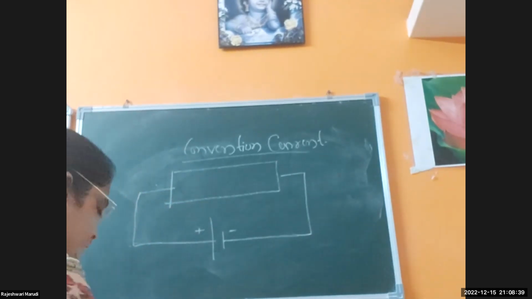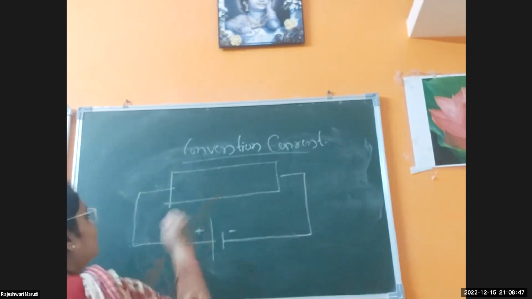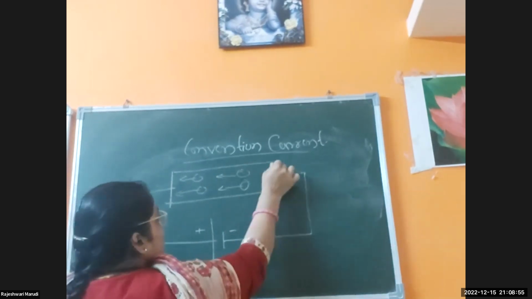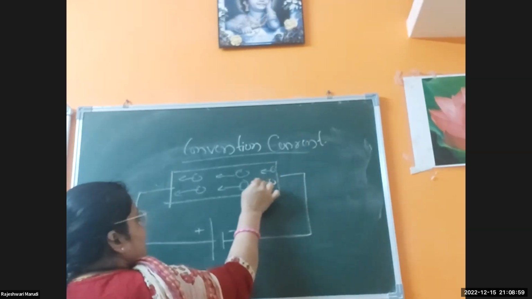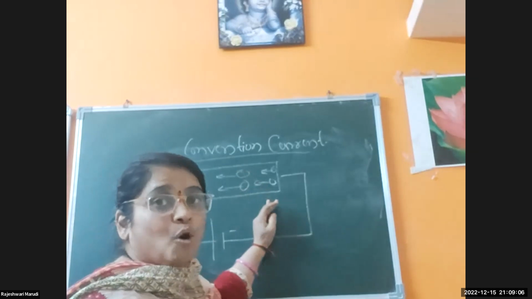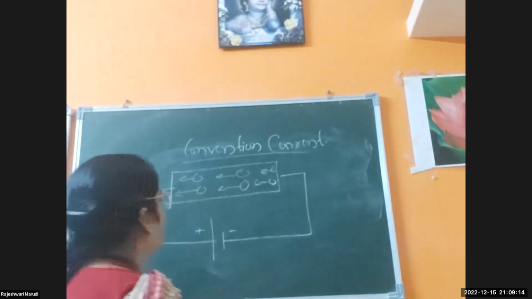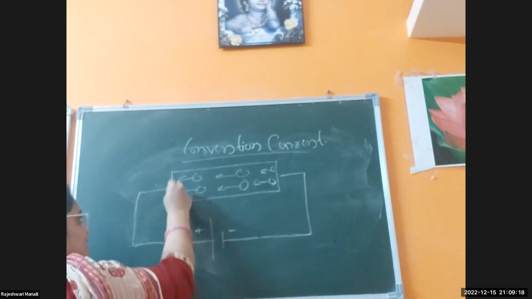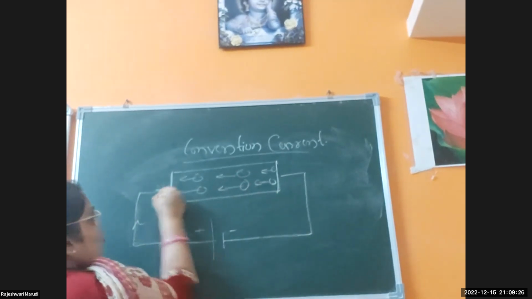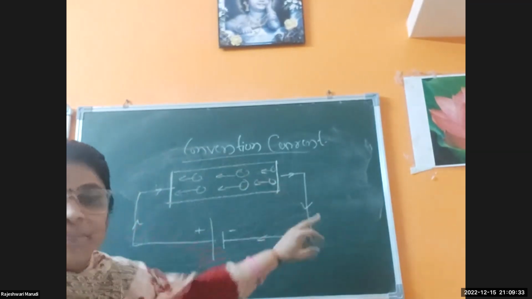Regarding conventional current, before the electron was discovered, what did they think? They thought that whatever current is flowing is due to the positive charge present in the conductor. The electricity flowing through the conductor was assumed to be due to positive charge in a metal. So, as this end is positively charged and this one is negatively charged, the electric current flows in this direction, from the positive to the negative terminal.